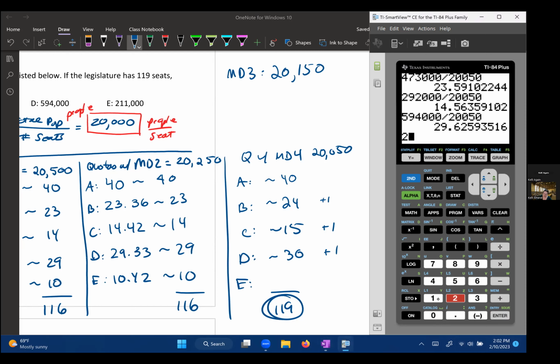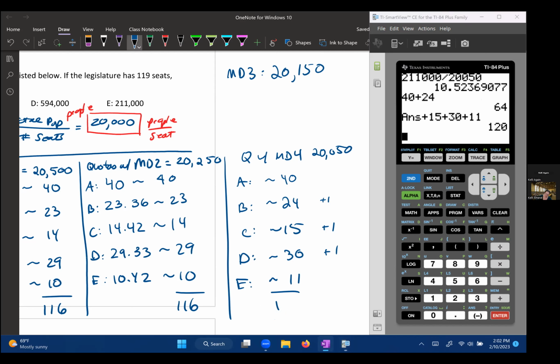Okay, so the population here is 211. And we are dividing by our modified divisor 4, which is 20,050. 10.5. That goes up to 11. Which means that if I have been keeping track correctly, that's 119. Oh my gosh, let's see. 40 plus 24, plus 15 plus 30 plus 11. It's 1 too many. I'm so close.